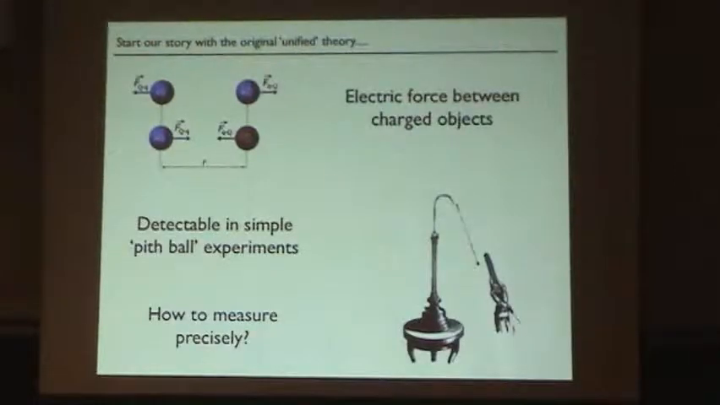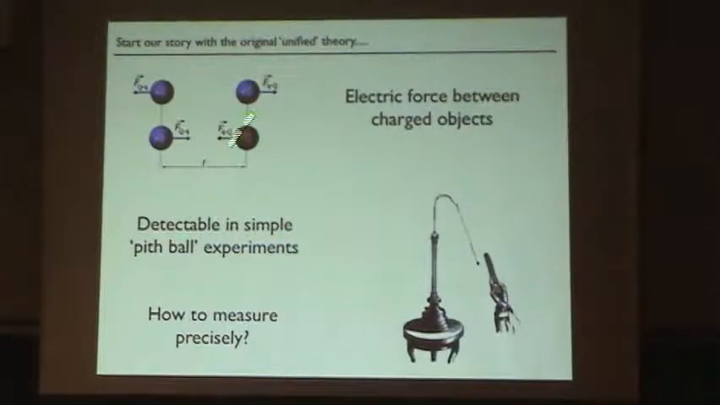All right, so any string theorist, or any person who's going to talk about unification, has to start with the original unifying theory. So that's what I'm going to start with, and that's the fact that in the early 1800s, people knew there was this thing electricity, they knew there was this thing magnetism, and there's a nice beautiful story about how people came to this sort of unifying description of both.